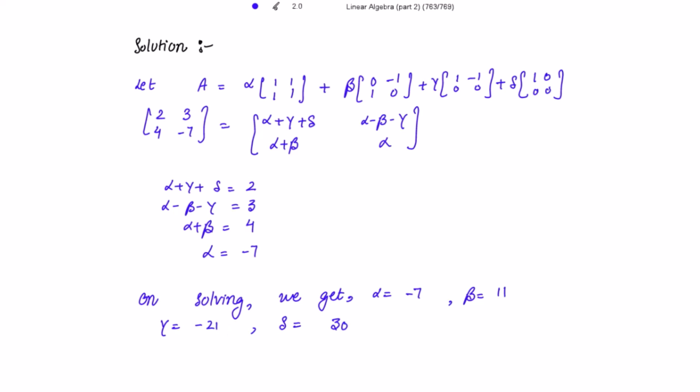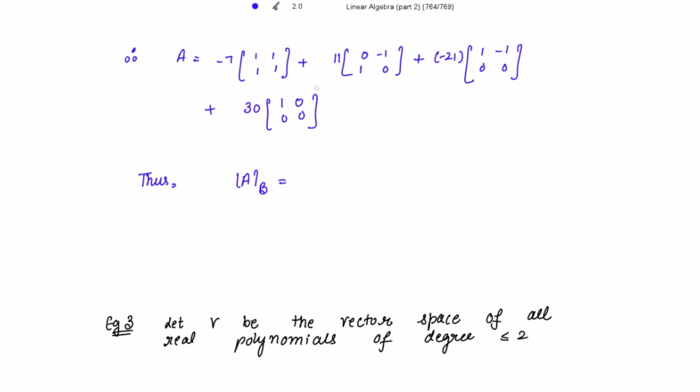So we have found the values of alpha, beta, gamma, delta. Put these values in this equation 1, and you will get your result as this. And now you can write out the coordinate vector of A relative to the ordered basis B. Just write out the values of alpha, beta, gamma, delta, that is negative 7, 11, negative 21 and 30. So this is the required coordinate vector.